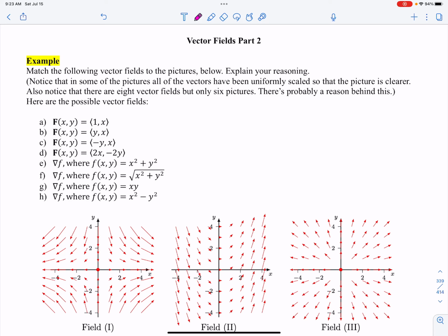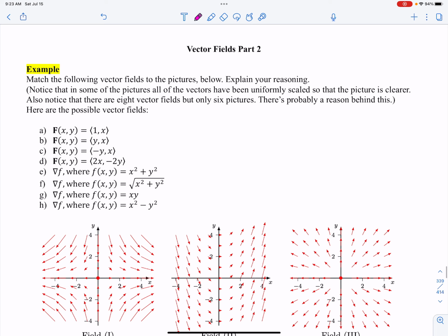In this video, we'll continue our discussion of vector fields by doing a matching exercise here. Notice we have 8 different vector fields and 6 functions. There's a point in that. Some of them are going to be the same. Before I start, if you look at E through H, they want us to find the gradient vector field given the potential function they gave us.